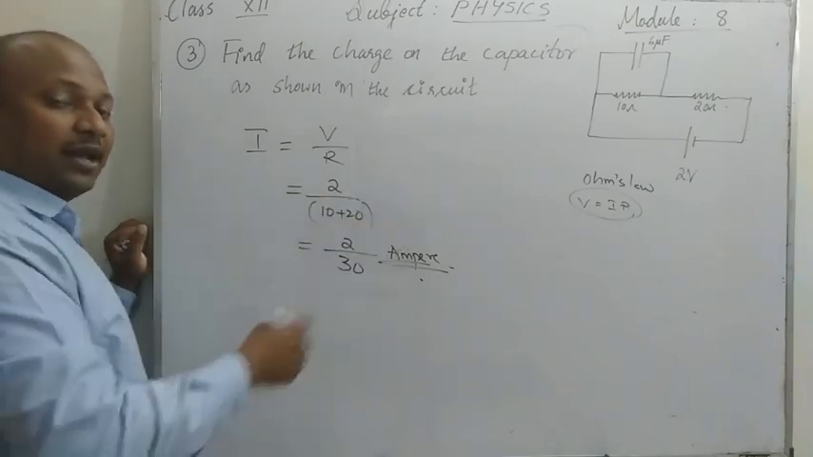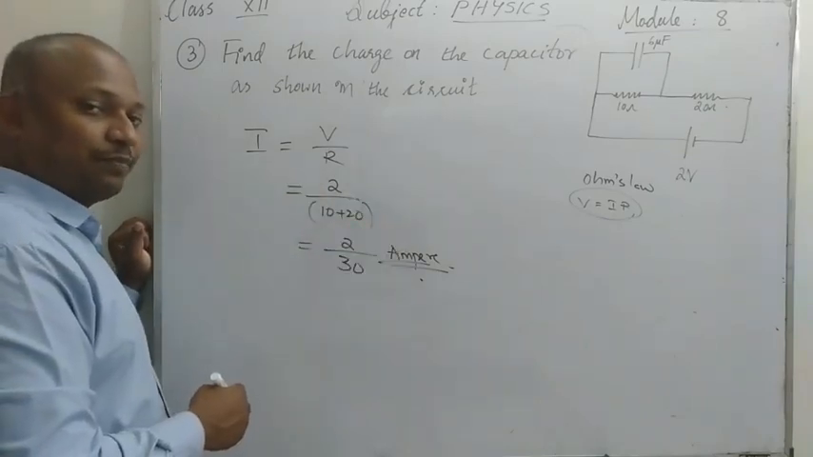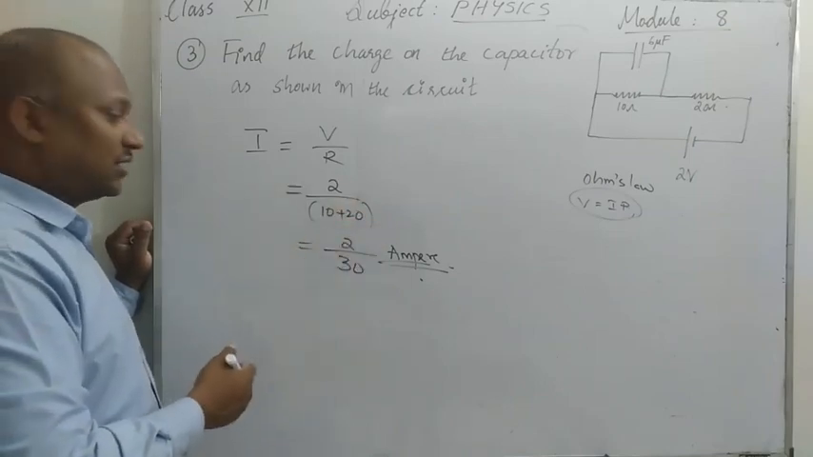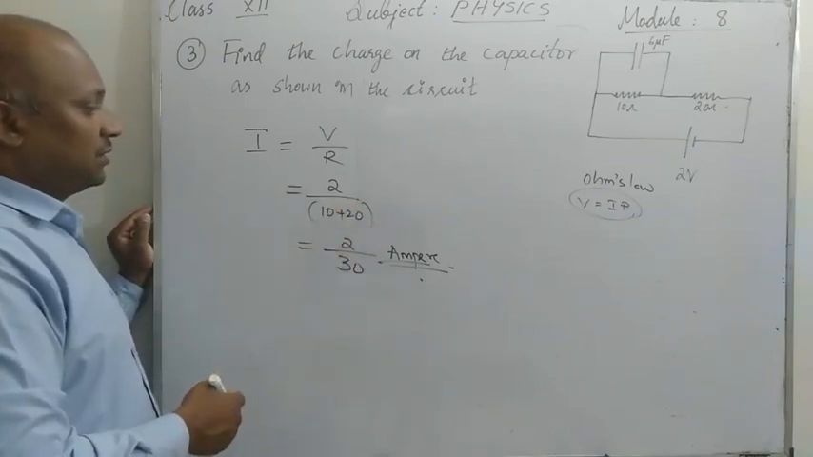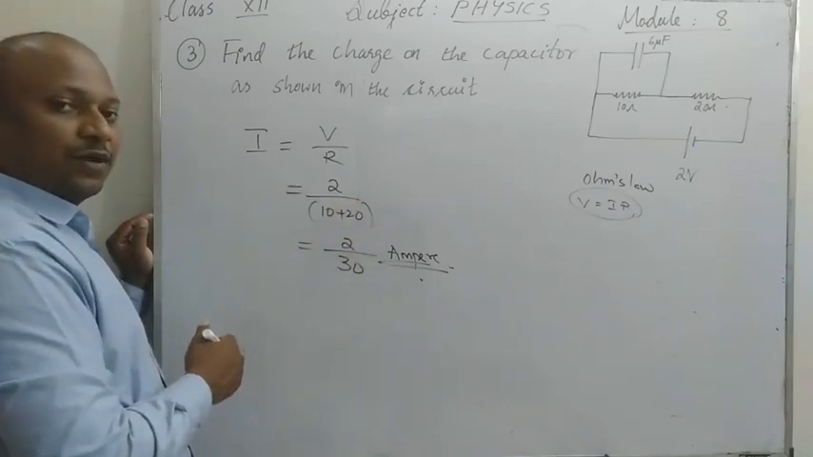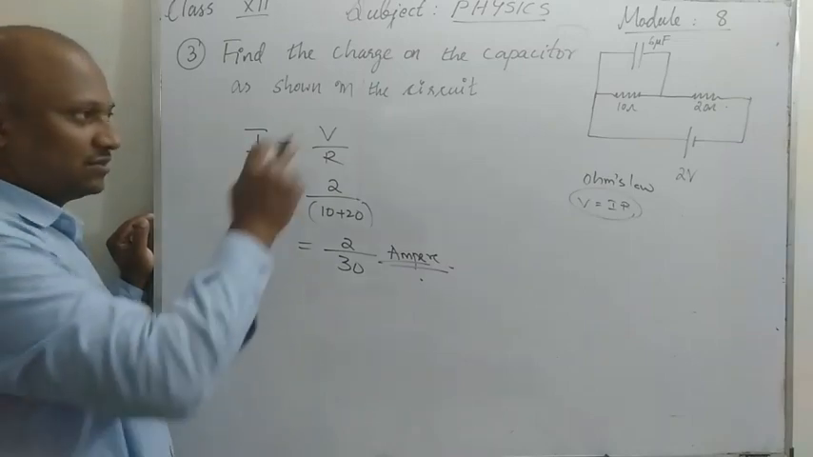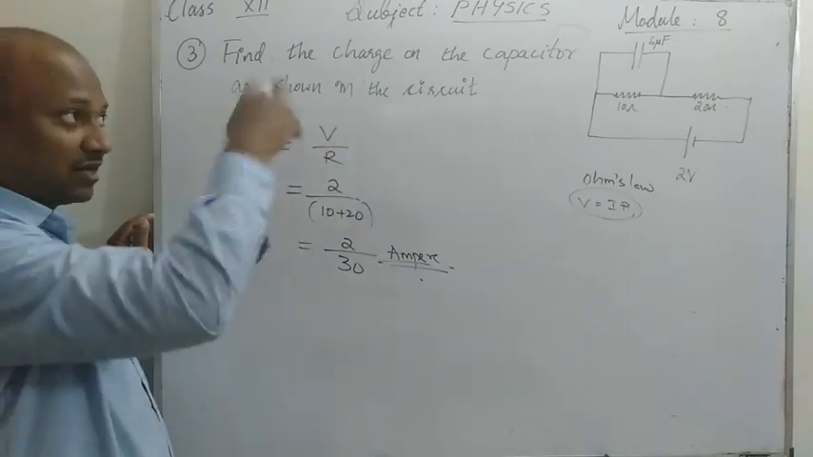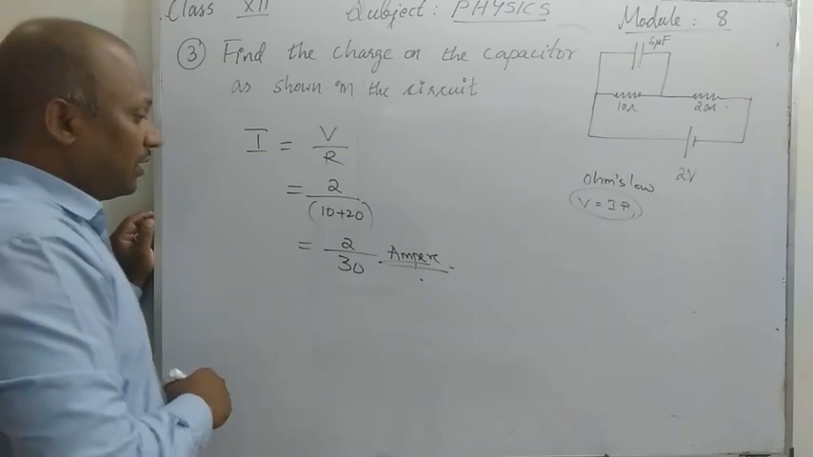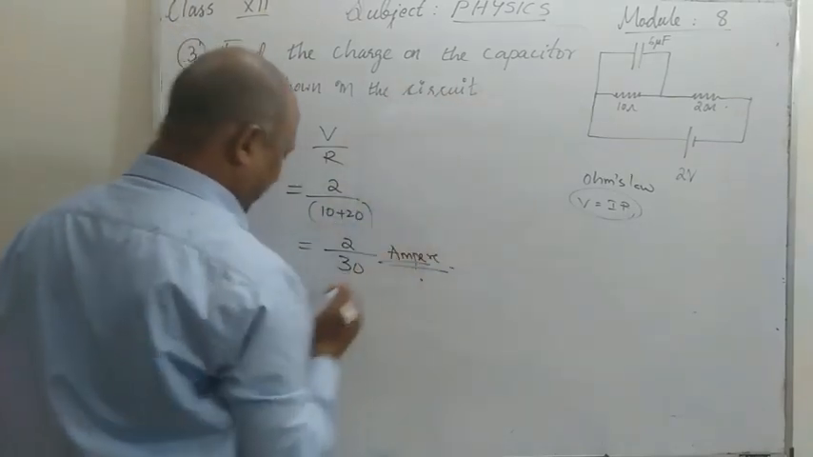Ampere is a unit of current. We'll be learning it again in the next chapter 3, but this you have already learned in class 10 also. So this is a very simple formula to find the current through the circuit, because there is no current through the capacitor. And now, what is the voltage across the 10 ohm resistor?